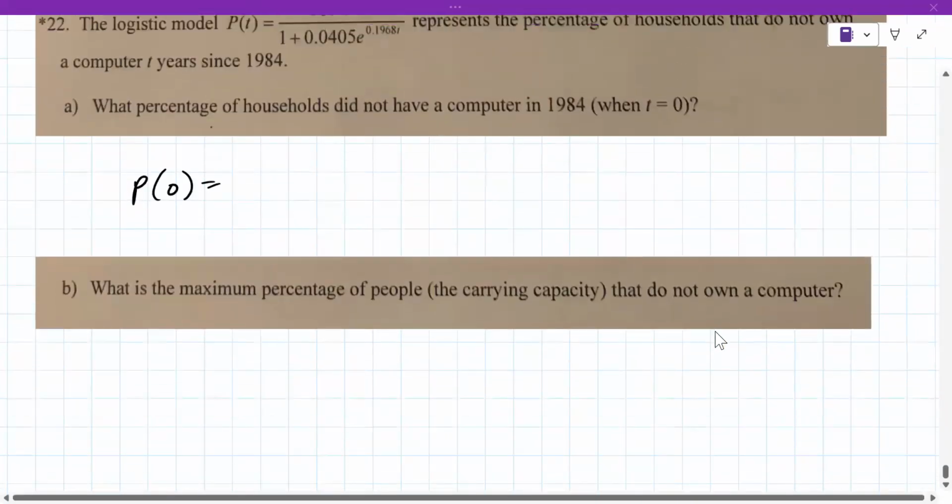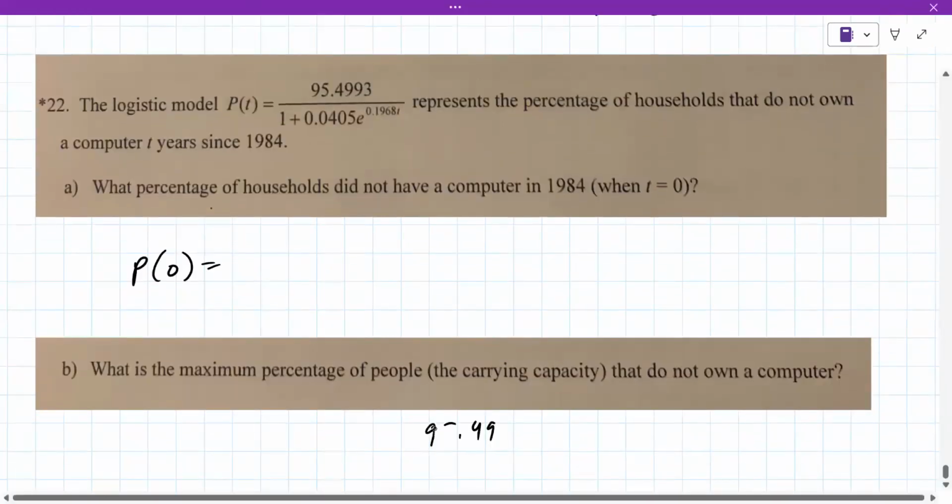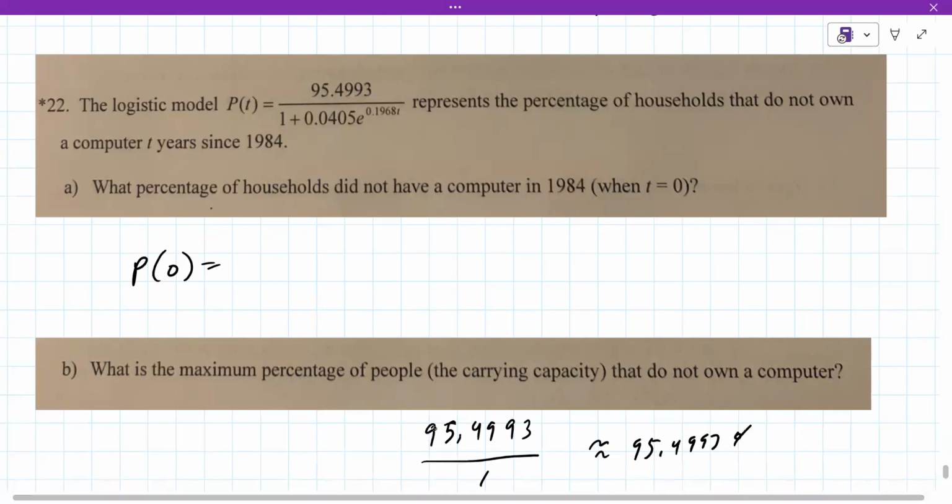Right. So in this problem, I believe it is just 95.4993 divided by the 1, which is the 90. It's about 95.4993%. So there are coefficients here. It's this leading top number over this other number. Okay. So, all right. I know we didn't get through everything, but we do have to stop here, unfortunately.